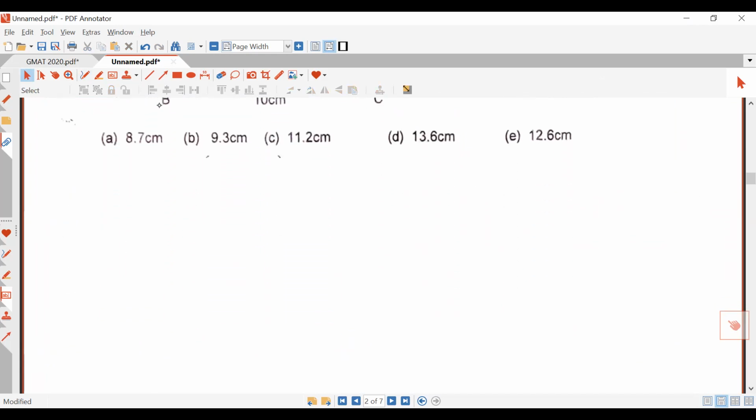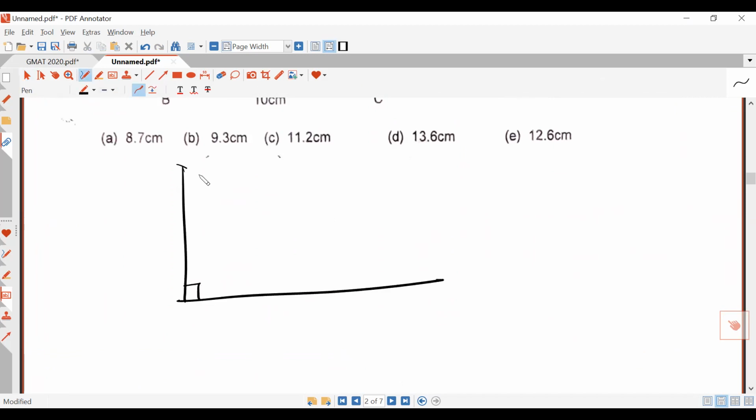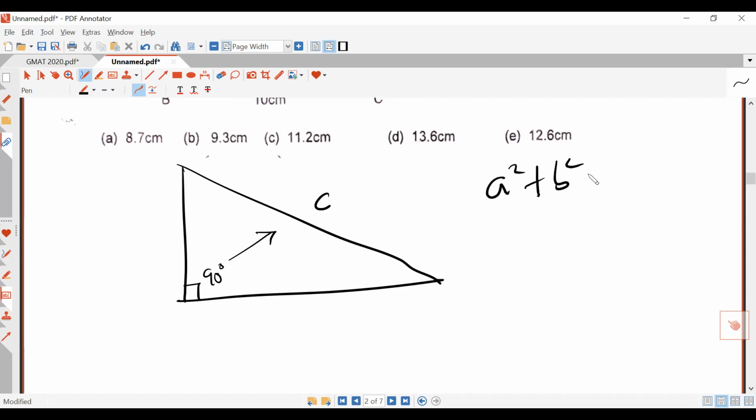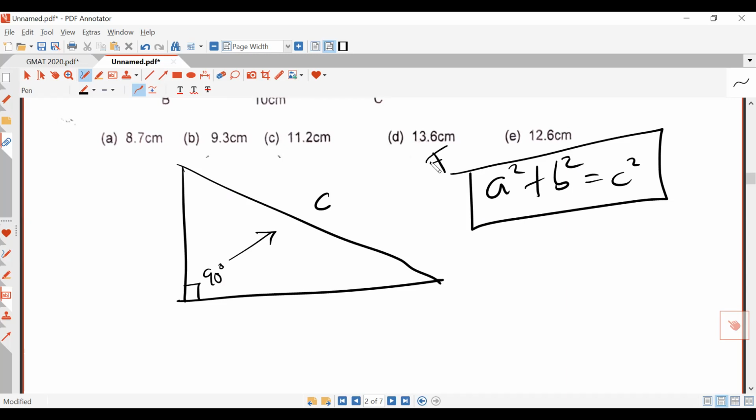So what do we need to know about a triangle? If it is a right angled triangle, this symbol here means 90 degrees. The longest side, which always faces it, is what we call the hypotenuse, or C. In other words, A squared plus B squared is equal to C squared. This is what is called the Pythagoras theorem for triangles. And the longest side is what we call the C.